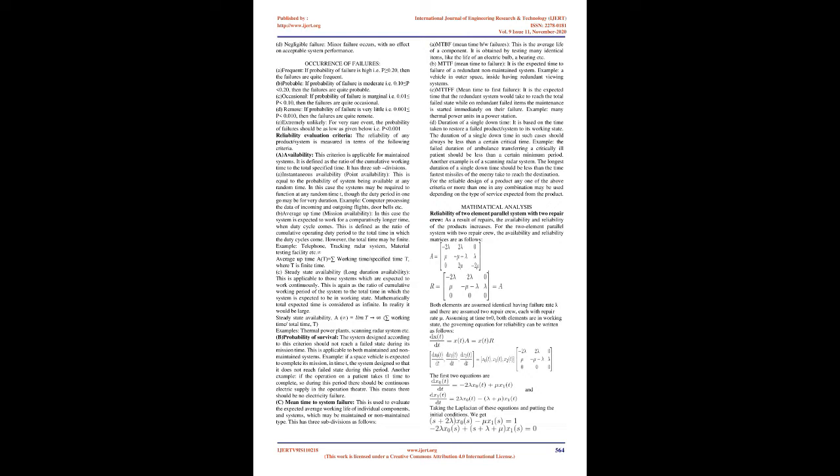Occurrence of failures. A. Frequent. If probability of failure is high, i.e. p equals 0.20, then the failures are quite frequent. B. Probable. If probability of failure is moderate, i.e.